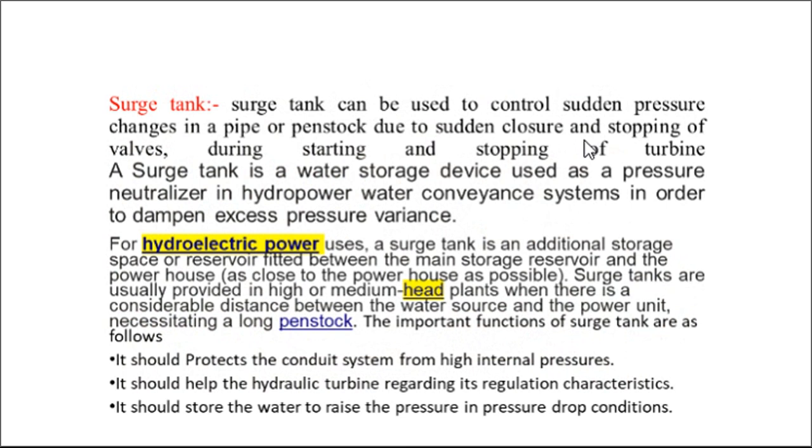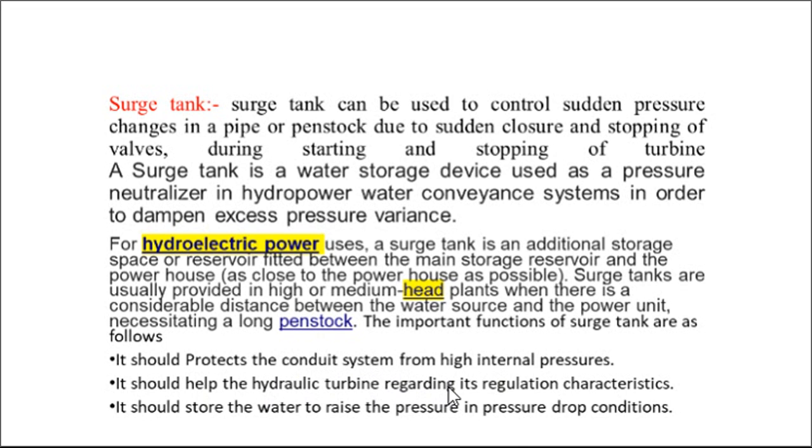Surge tank can be used to control the sudden pressure changes in a pipe or penstock due to sudden closure and stopping of valves during starting and stopping of turbine. So in short, surge tank protects the conduit system from high internal pressure.